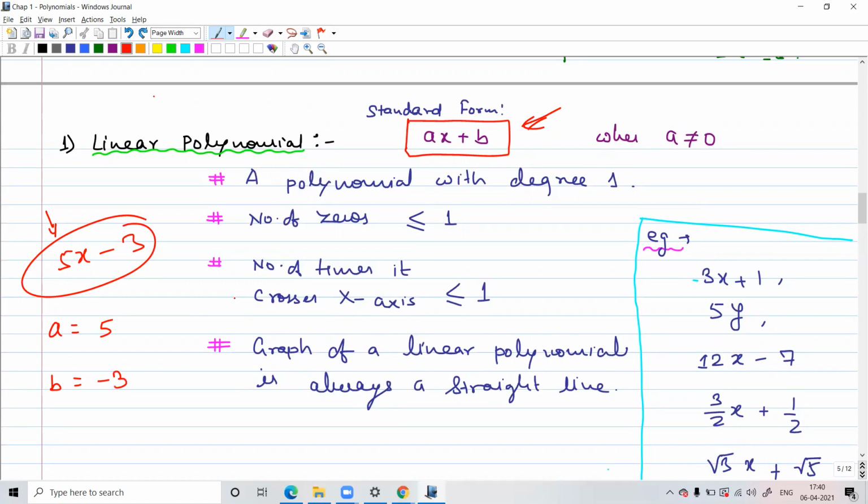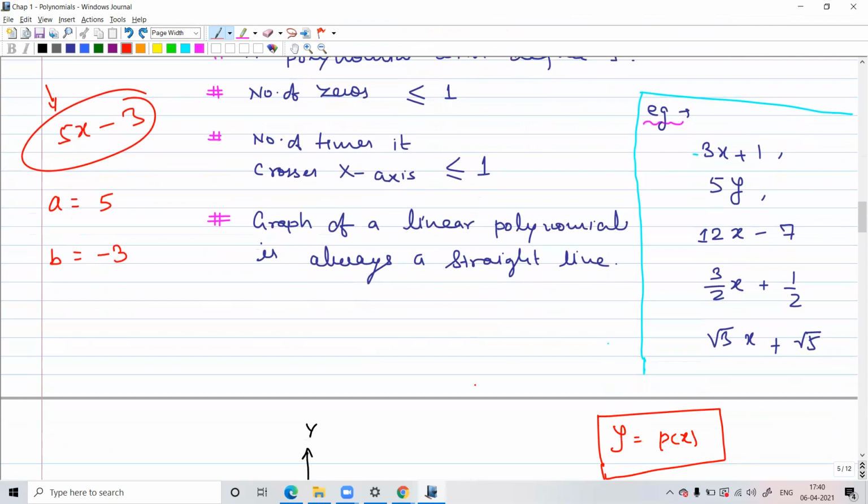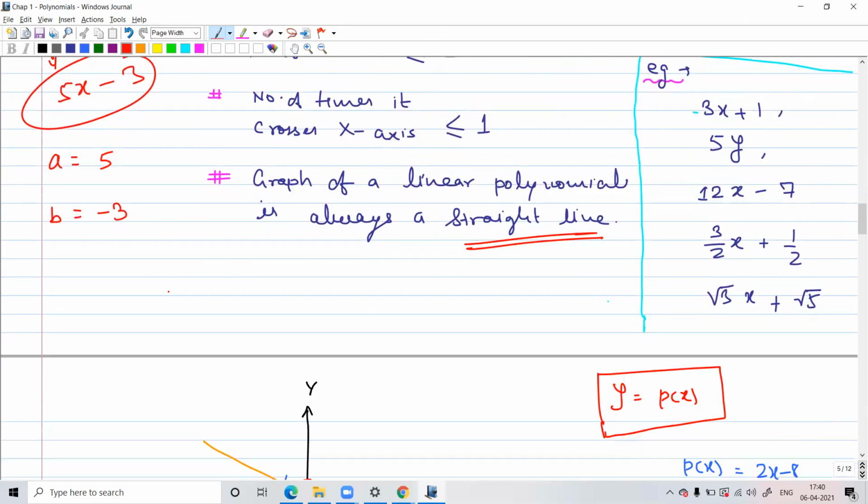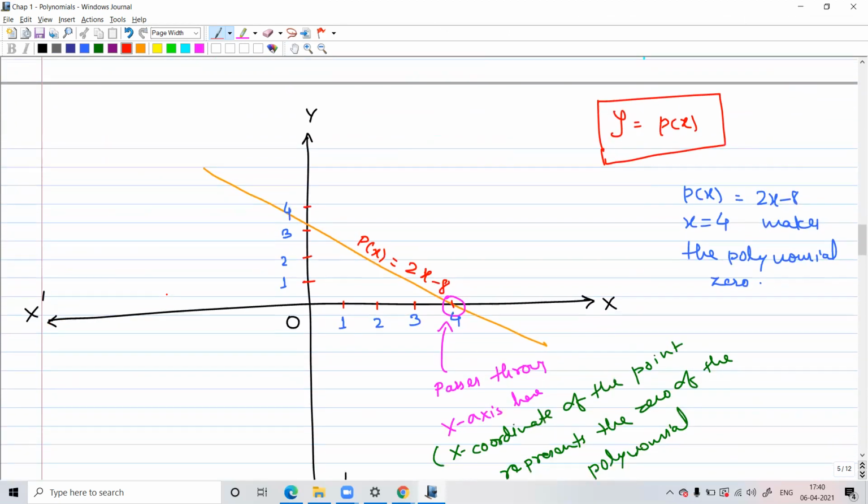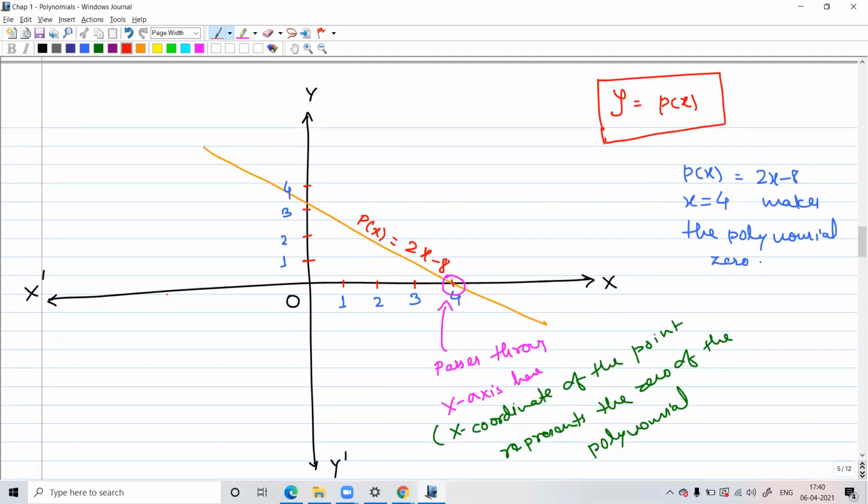Then I have just written some notes like polynomial with a degree 1, number of zeros, number of times it crosses the x-axis, and the graph will be a straight line. So these things you already know. I've just put that in the note. I will send this on WhatsApp and you will make note of this in your classwork note. Classwork means not your school, of course, your tuition.